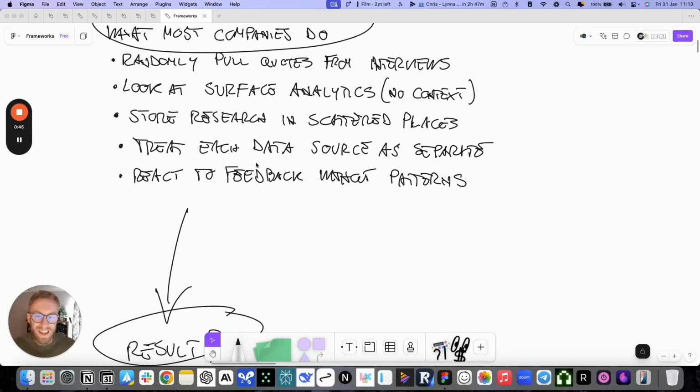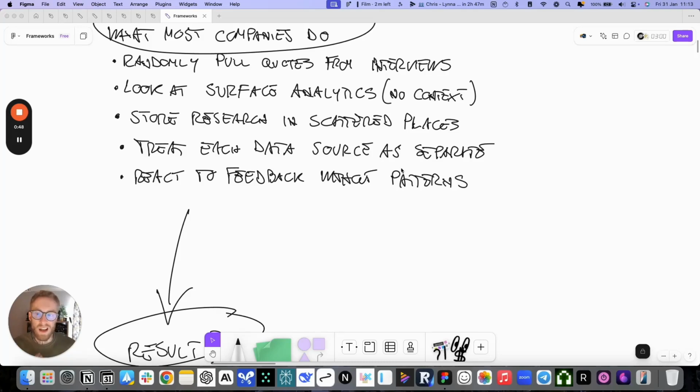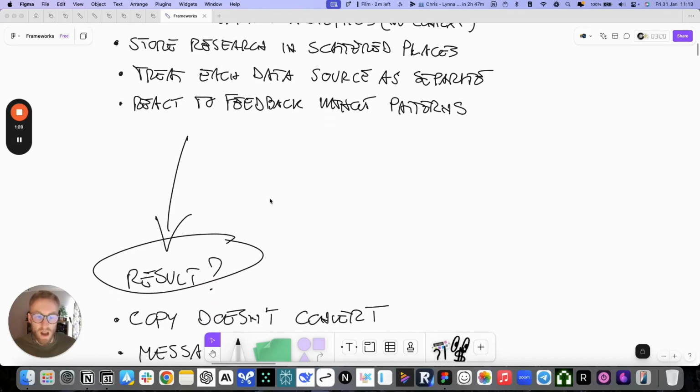Another way is that they treat each data source as a separate silo, right? So product might look at user testing, for example. Sales might rewatch some of their calls or adjust their decks based on their insights, but never look at what marketing does. Marketing might conduct some surveys or interviews, but in those cases where they do conduct interviews, it's pretty rare. Or they might do it in a reactive way rather than a proactive way, without being able to spot any patterns.